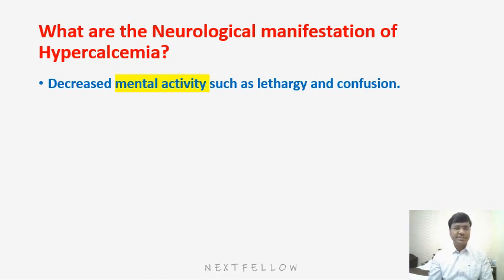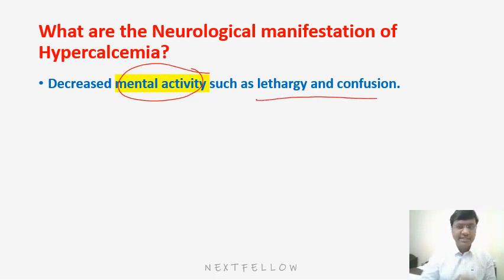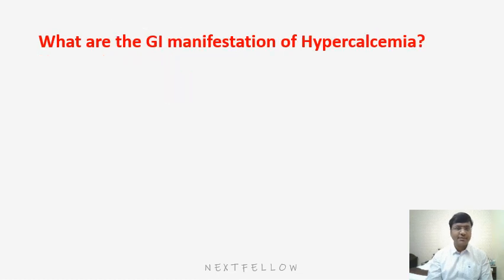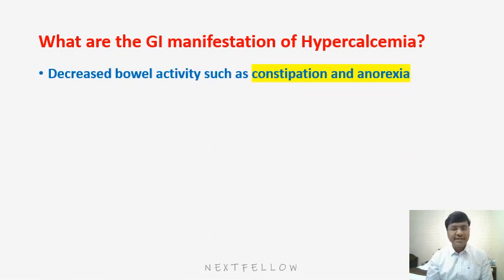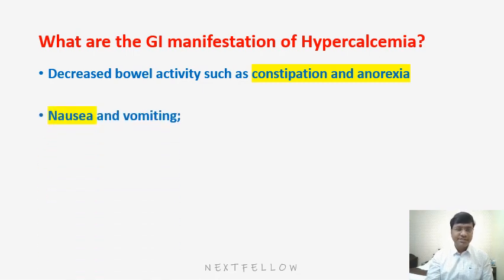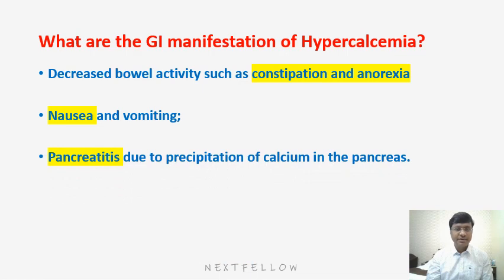If it produces any symptoms, what are the neurological manifestations of hypercalcemia? Neurological manifestations include decreased mental activity such as lethargy as well as confusion. Then what are the gastrointestinal manifestations of hypercalcemia? It includes decreased bowel activity, such as the development of constipation as well as anorexia. There will be nausea and vomiting. There will also be development of pancreatitis.